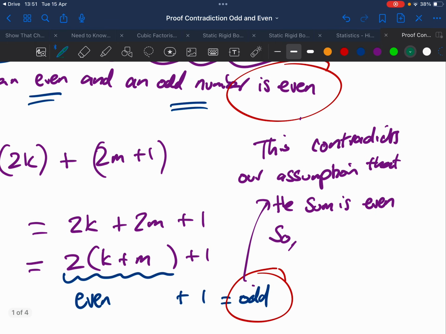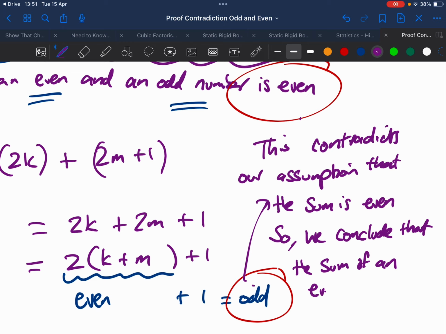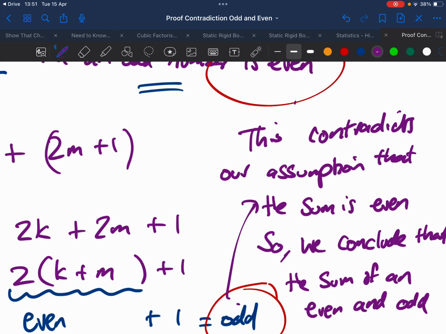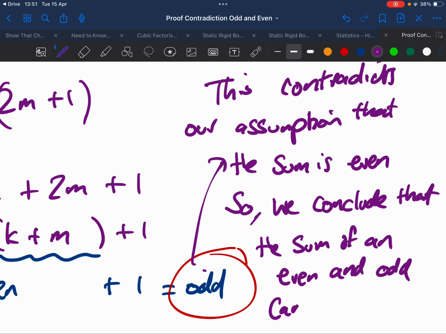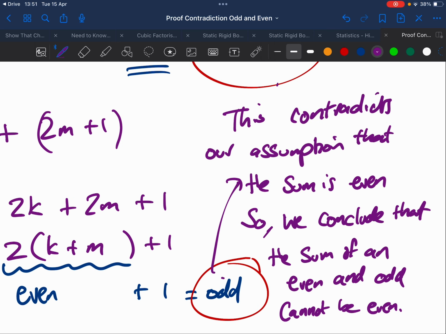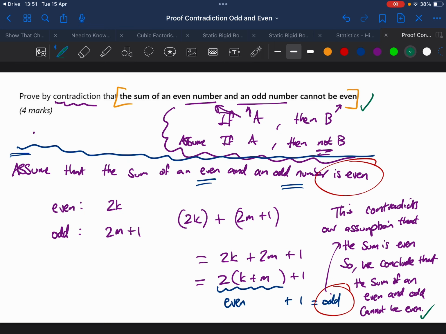So we conclude that the sum of an even and odd number, and what did they say? They said cannot be even. Cannot be even. It's a bit repetitive, but this is just securing the marks. If you can remember that general pattern, that's how we safely secure the marks on this question.